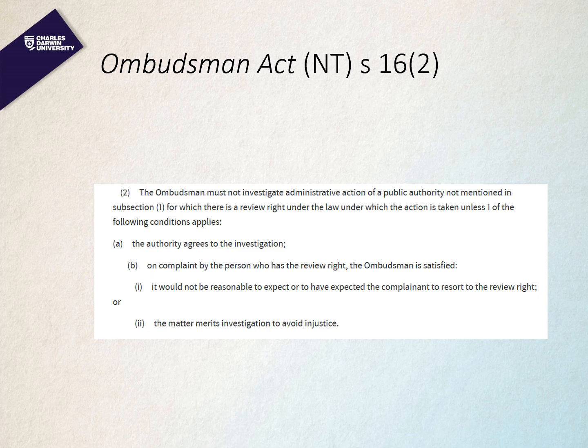So many, if not most, acts nowadays have rights to merits review to NTCAT in the Northern Territory. So prima facie, the Ombudsman should not investigate a matter where there's a right to merits review to NTCAT, and should only do so where, as it says, it would not be reasonable to expect the complainant to resort to that right. That might be because they're impecunious, or it's too complicated, or it needs the form of independent inquisitorial investigation that the Ombudsman can do, but NTCAT can't, and that therefore it's a matter that merits investigation to avoid injustice.